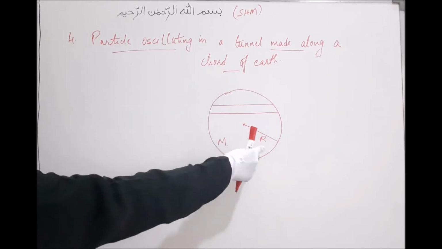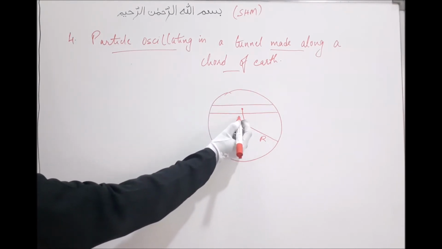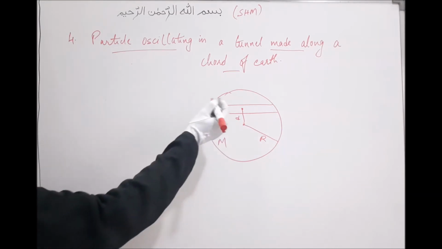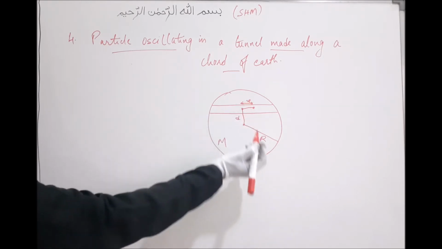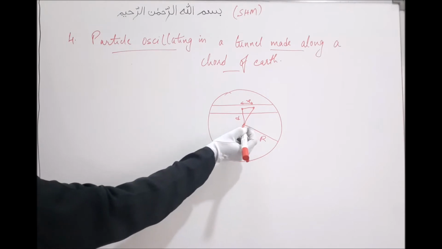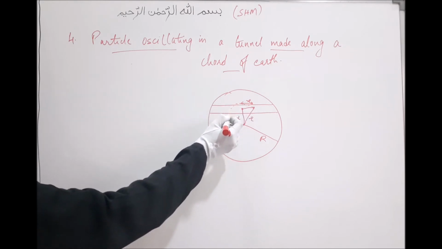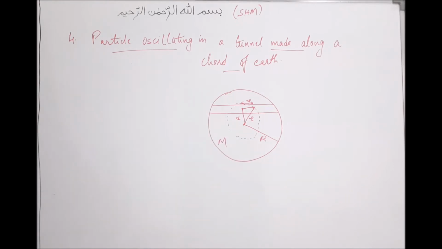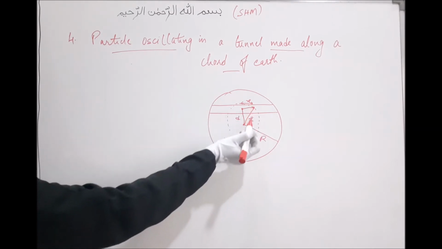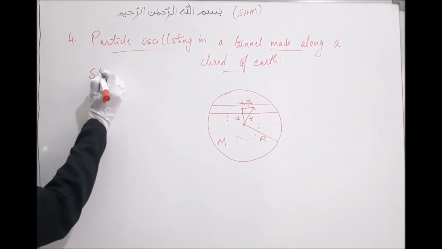Let's say this is the earth of radius R and mass M, and we have a chord here, and this distance is d. Now let's say the particle has moved to a distance x from this center, and its distance from the center of the earth is small r. With this radius r we draw a sphere. This looks like a shell, right? So the particle here is just outside this core and just inside this shell. Now we are going to apply the shell theorem.